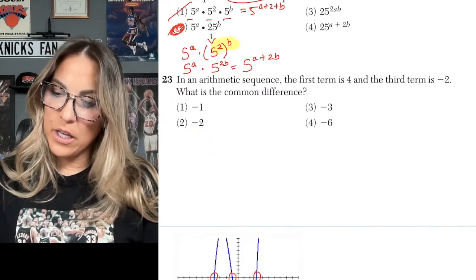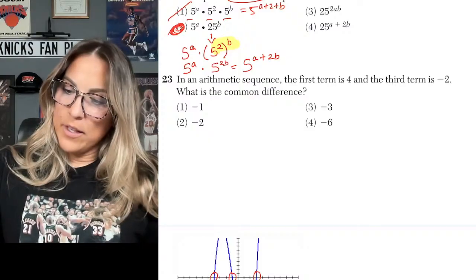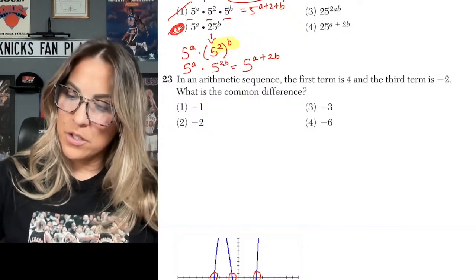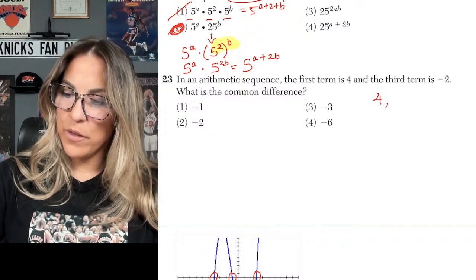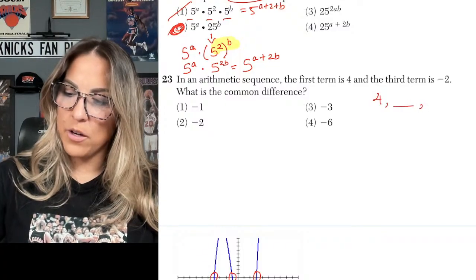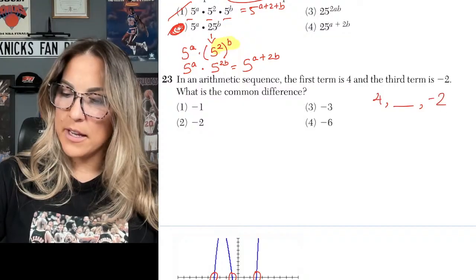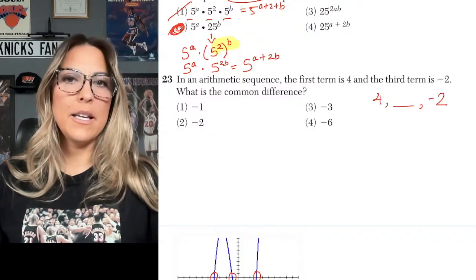Number 23. In an arithmetic sequence, the first term is 4. So let's just kind of draw this out. First term is 4. And the third term is negative 2. So that's the first term. I don't know what the second one is. And then the third term is negative 2. What is the common difference?